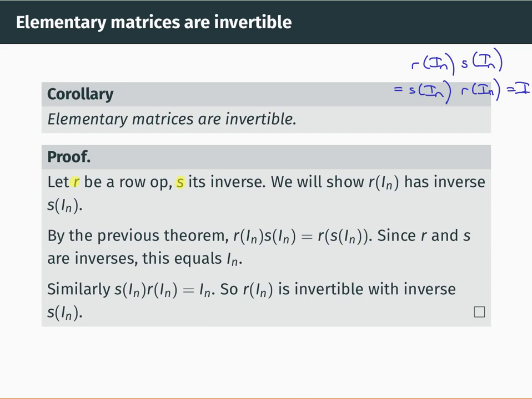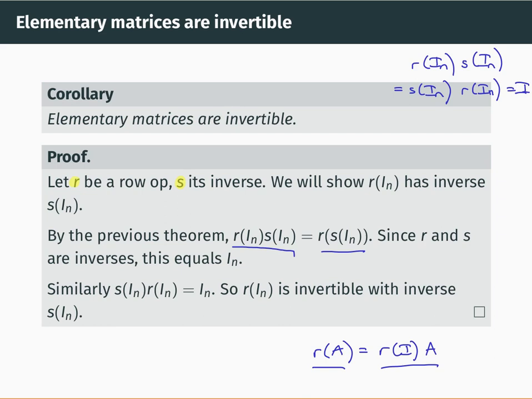What the theorem on the last slide allows us to do is to rewrite the product R of I_n times S of I_n in a different way. It allows us to say that this is the same as R of S of I_n. You'll remember what the theorem said was that applying R to a matrix A was the same as doing R of I times A. So using this theorem with A being the matrix S of I_n, what we get is that R of I_n times S of I_n, that's the right-hand side of this equation, is the same as R of S of I_n. That's the left-hand side when A is replaced by S of I_n.